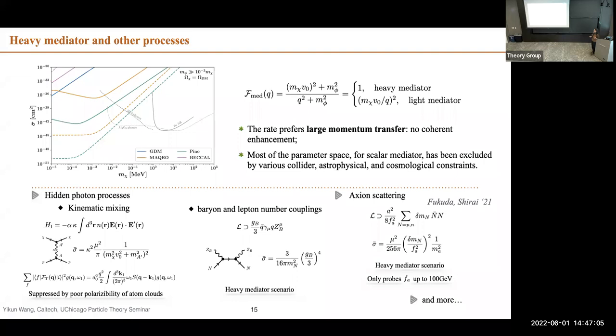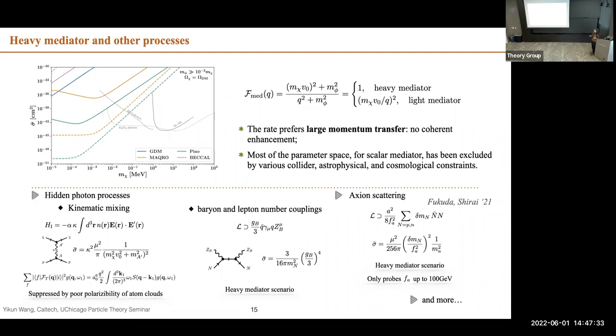So the problem with this process is that it depends on the polarizability of your cloud, and typical atom clouds have very poor polarizability. Another possibility is dark photon scattering, where the dark photon can couple to the nucleons through baryon number or lepton number. But because the mediator here is a nucleon, the range is not really good, because this goes back to the heavy mediator scenario.